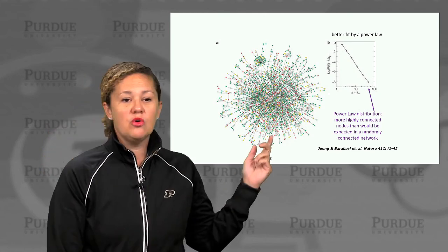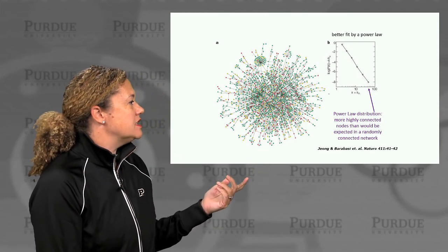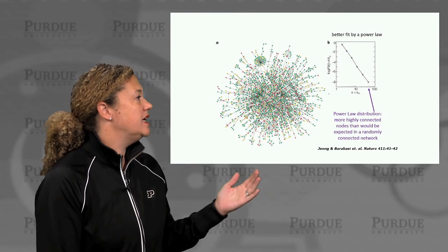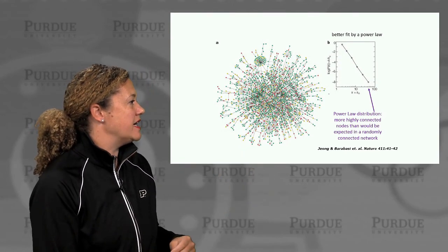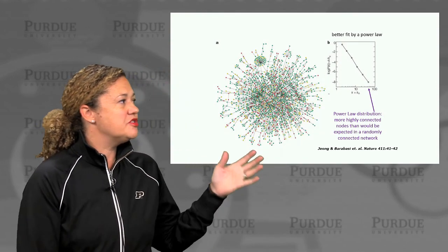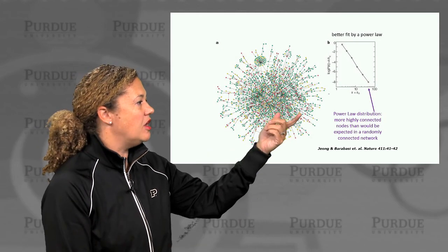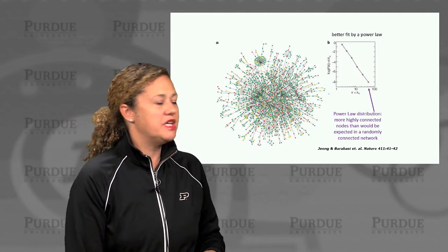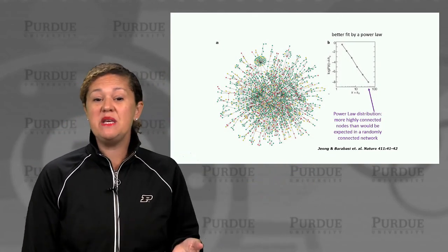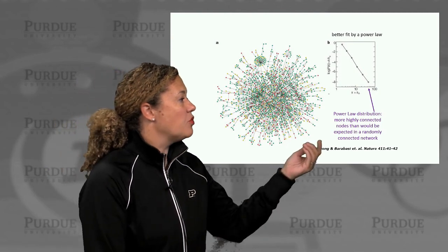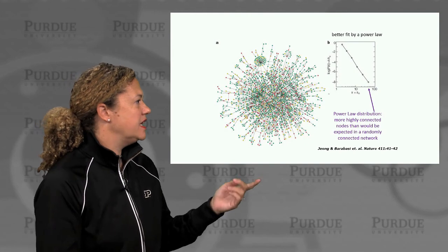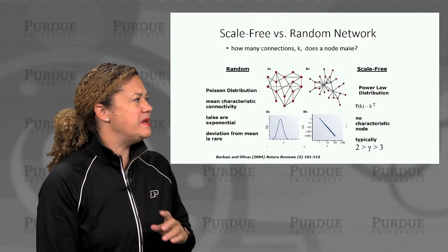So what about our real network? When we go in and look at the distribution of connectivity for all the nodes in this particular protein-protein interaction network, we see that the probability distribution is better fit by a power law. And in a power law distribution, we end up with more highly connected nodes than would be expected in a randomly connected network, where that probability falls off exponentially. Okay, so why might this be important?